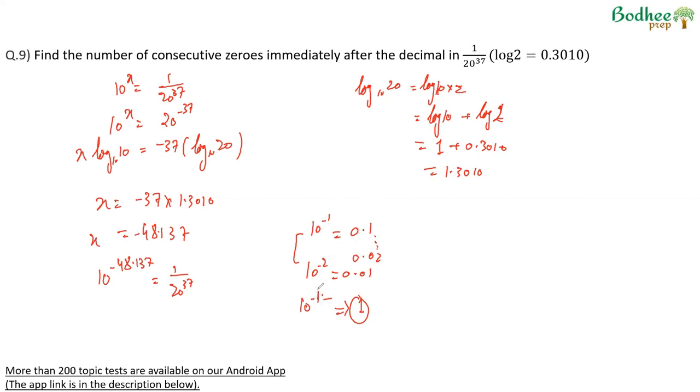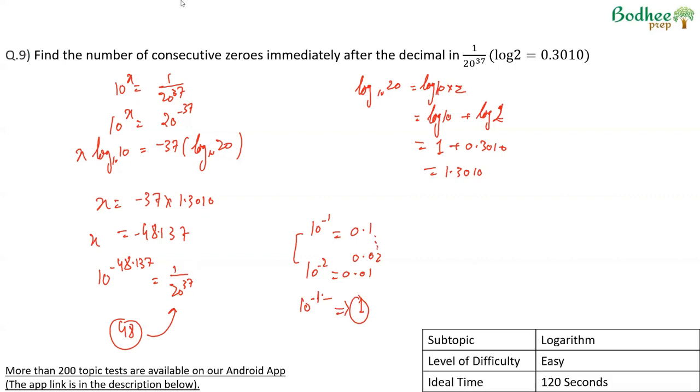So like the previous case, we look at the least integer greater than or equal to the power. Minus 48.137, the least integer without the sign is 48. And therefore there will be 48 zeros immediately after the decimal in the value of 1 by 20 raised to power 37, and that becomes my answer. Easy question, standard process, should take about 2 minutes to solve.